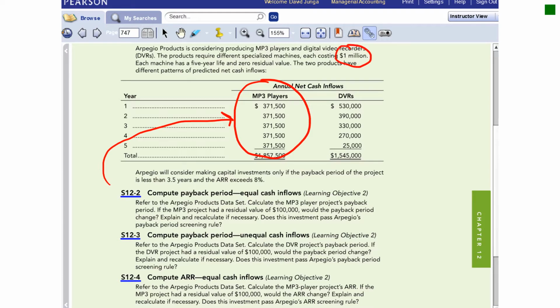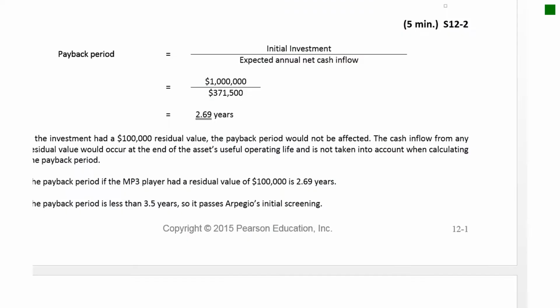And so what you'd have to do, again, this is exercise 12-2, to get the payback period, you'd have to take that $1 million and divide by the 371,500 because it's an equal amount, and that's how you would compute the actual payback period. So you can see from the official answer, once you take that $1 million and divide by the 371.5, you get a payback period right at 2.69.